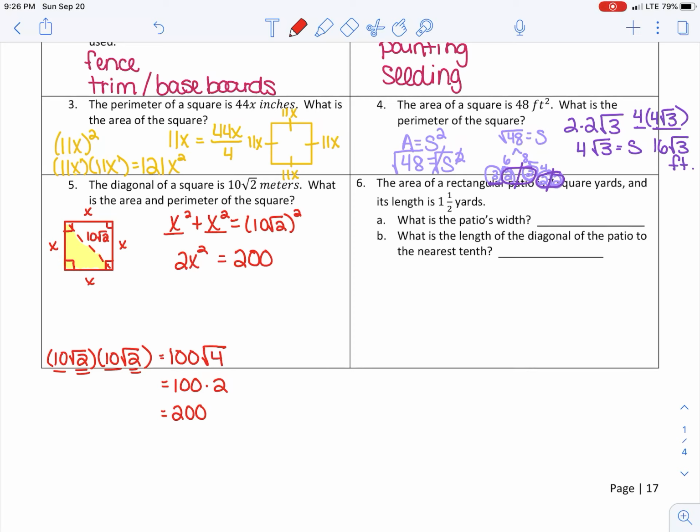Okay. From there, we're going to solve this like we have been. We're going to divide by 2 first, which gives me x squared equals 100. And then I'm going to take that square root because I need to get rid of that x squared. And I get x is equal to 10. Which means instead of each side being x, each side is going to be 10.